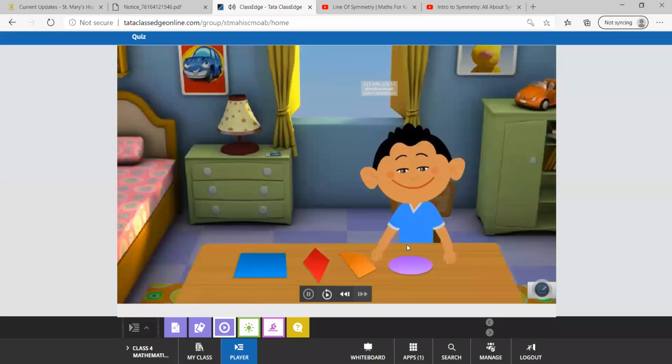Pasha now knows how to identify symmetrical figures. Thanks for helping him.